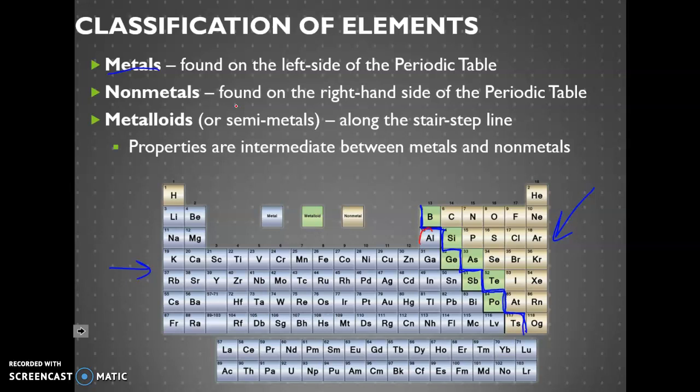Couple of exceptions here. Aluminum does not behave like a metalloid. Are there any others that do not? I see another one right there. And one right there. That's right. Those are kind of the exceptions to the metalloids.